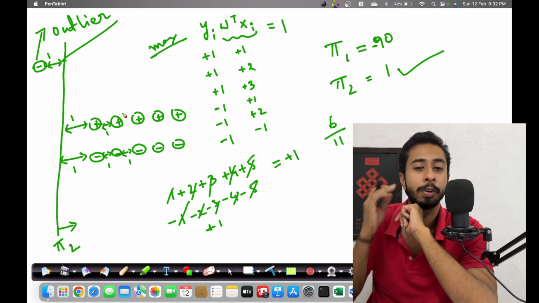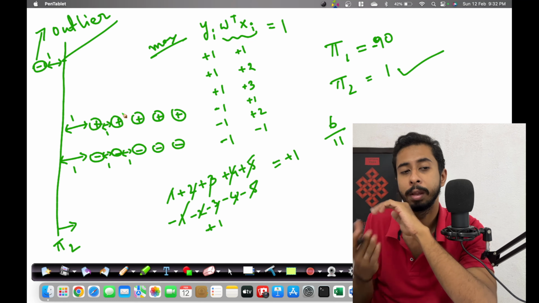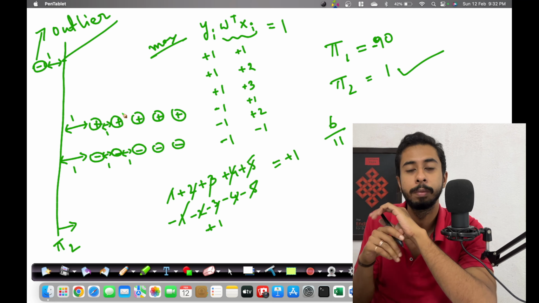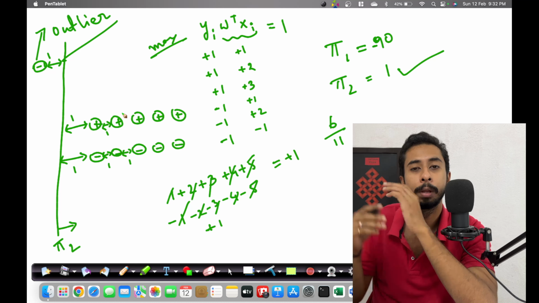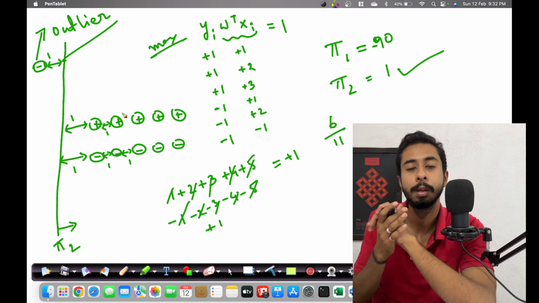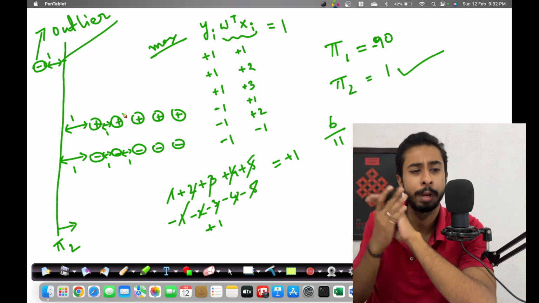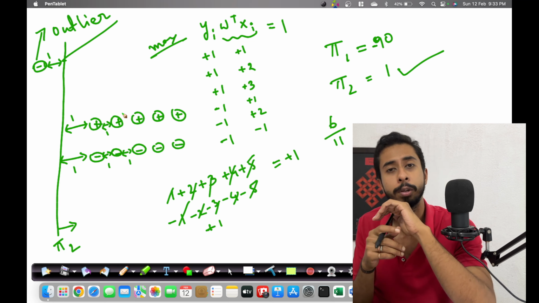So in the next video, we'll modify the classifier, the equation, in such a way, keeping the crux of the equation the same, and you will see it will work pretty well for outlier points also.